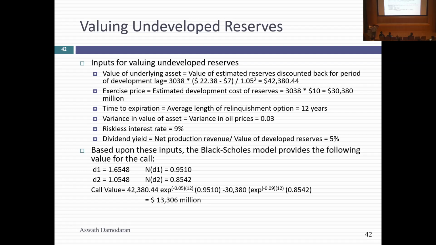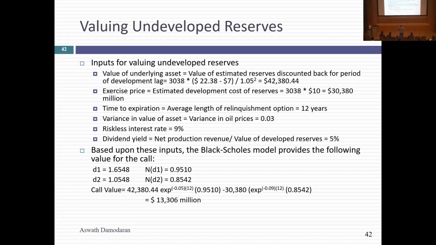Remember, they haven't developed the reserves. They have 12 years left. The variance in oil prices is 0.03. And the cash flows I will get once I develop the reserves is 5%. I plug the numbers in. The value that I get for these reserves as an option is $13.3 billion.